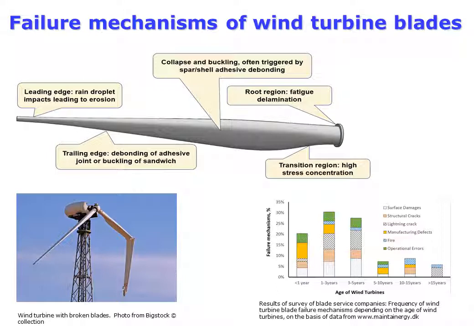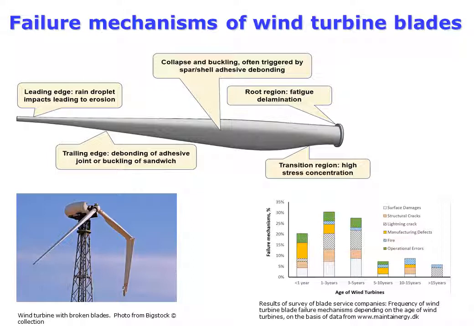Transitional regions, for instance, ply drop, area of transition from cylinder to aerofoil, tend to show delamination of composites. Adhesive joints can debond, and it can trigger buckling of structure. This failure mechanism can be observed in trailing edge or at web to spar joint.